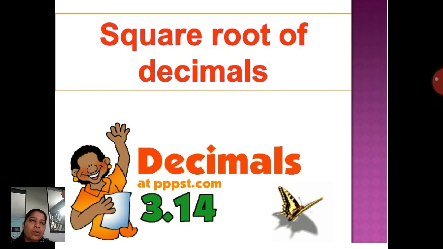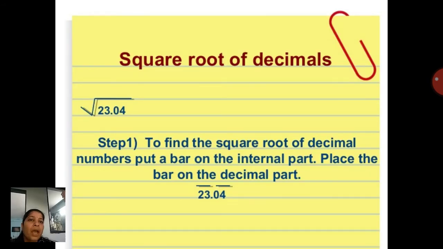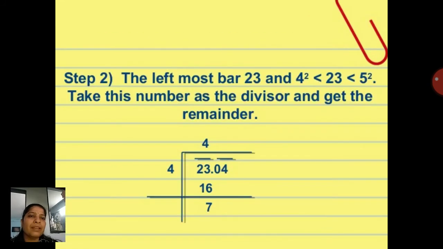Then you have the square root of decimal numbers. For the square root of decimal numbers, you can go with the long division method. In the long division method, I told you that you have to make pairs of the digits. We make pairs in the integral part from the unit place onward, and in the decimal part from the tenth place onward. From the integral part we make pair 23, and from the decimal part 04. After making the pairs, we start the long division method.